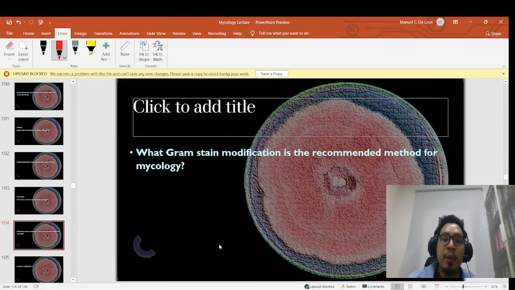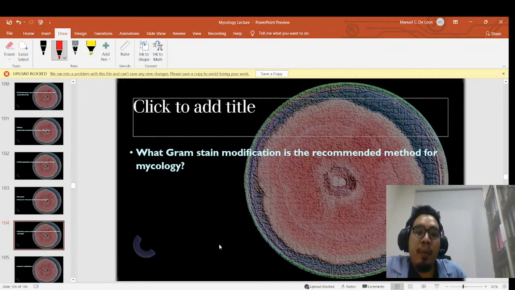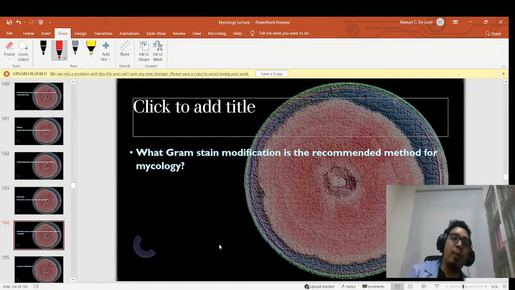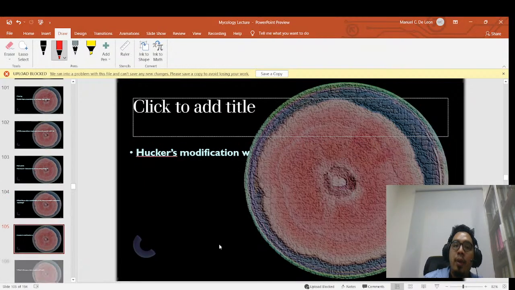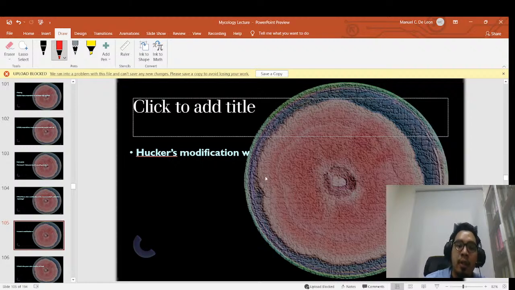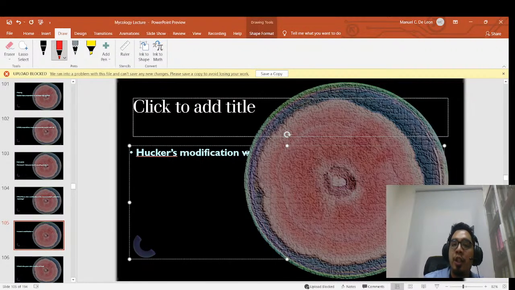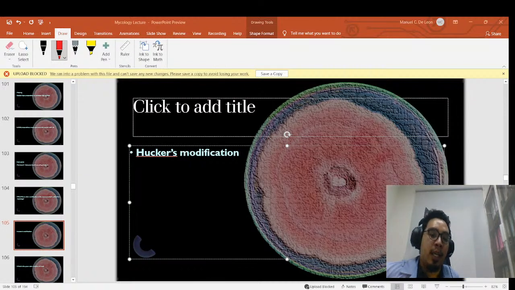All right, gram stain modification is the recommended method for mycology. What gram stain modification? We usually have several modifications of gram stain, but in this case, particularly for mycology, we use Hucker's modification. Hucker's modification is basically just changing the concentration of the mordant. What is the mordant for gram stain, guys? Since I'll also be the person to deliver the bacteriology lecture to you guys, what is the mordant used in gram staining?